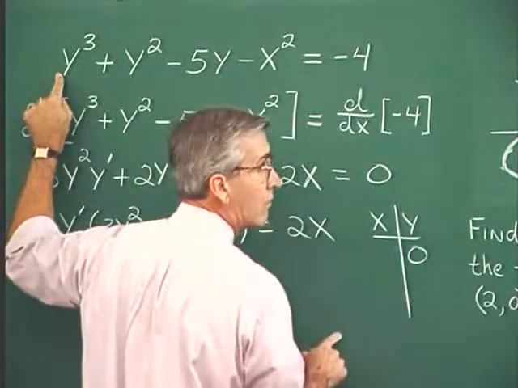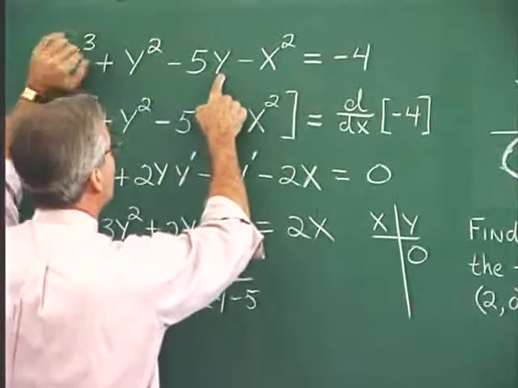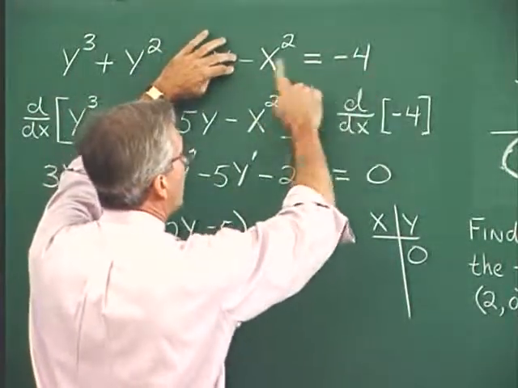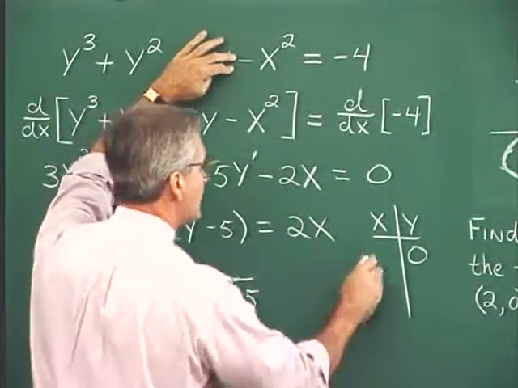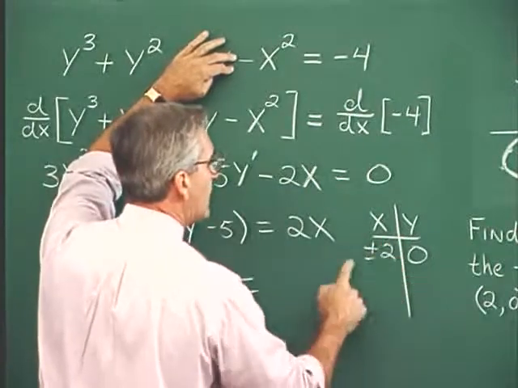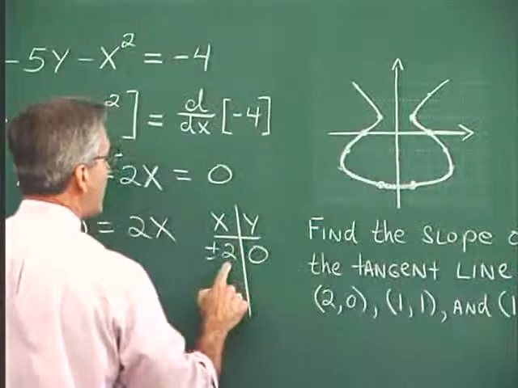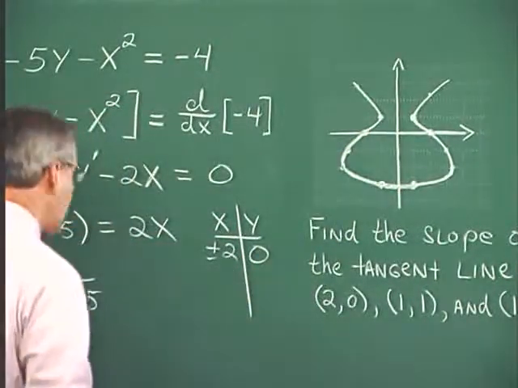If y is 0, for example, then these 3 terms go out and we have negative x squared equals negative 4, or x squared is 4, or x is plus or minus the square root of 4, or x is plus or minus 2. And that gives us a couple of points to plot. The point 2, 0 is here, and the point negative 2, 0 is here. And away we go with other points in the same way.